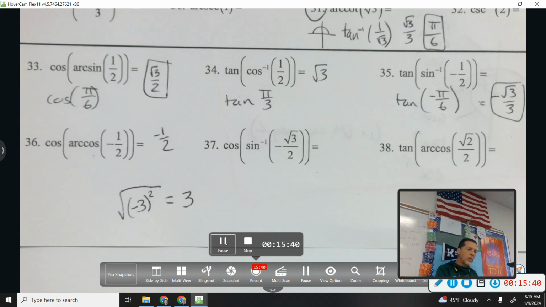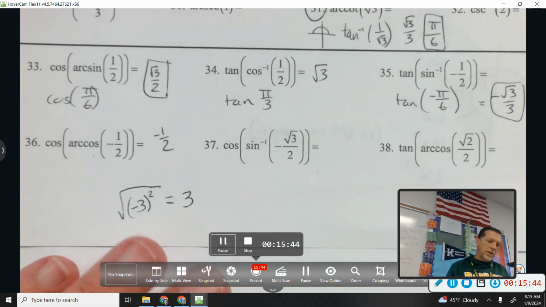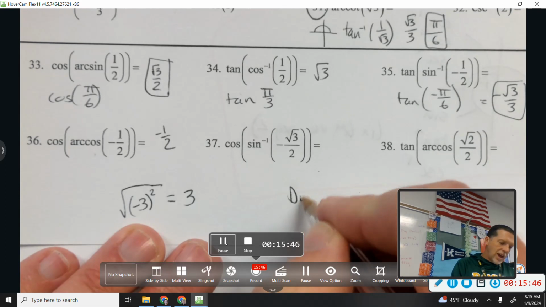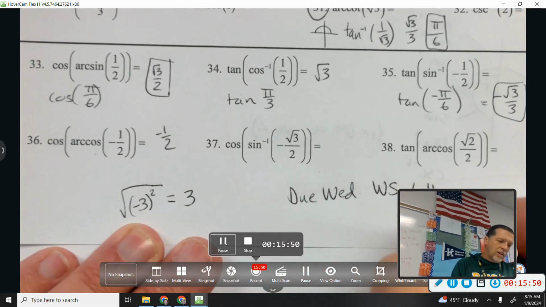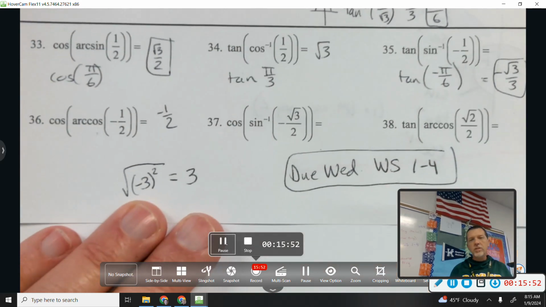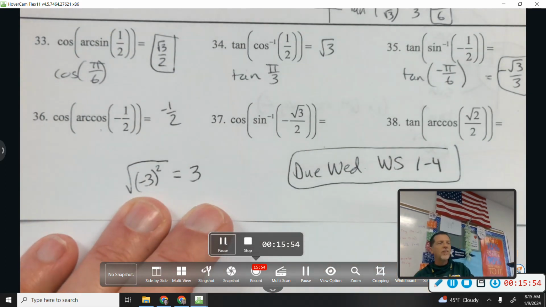Your assignment is the rest of them. Not most of you. Some of you have done a big chunk of them already. And then remember that due tomorrow is not this worksheet, but worksheet 1 through 4, which is hopefully already done. So if you're staying caught up, you don't have much homework tonight. You might not have any homework tonight.